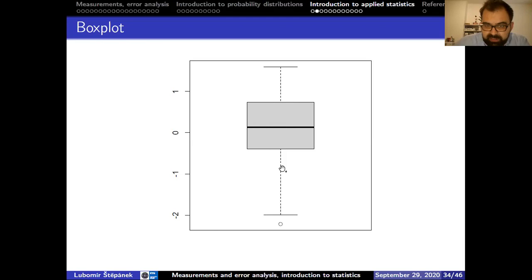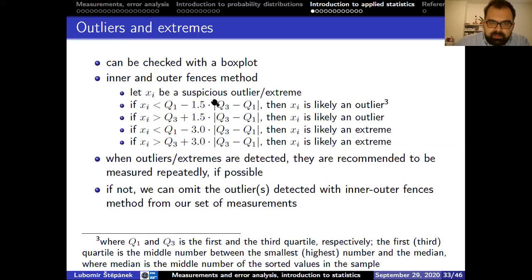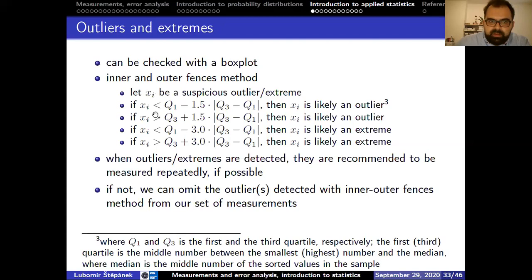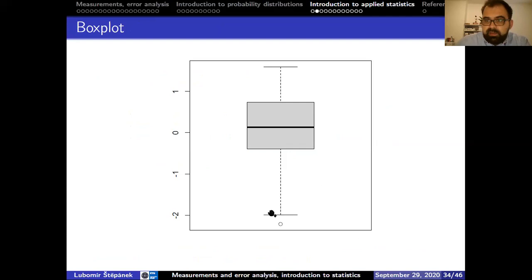So if I take the first quartile here and multiply the third minus first, so this range, by 1/2, I'll get maybe this and this. I think that the length of this segment is exactly 1/2 of the interquartile range, the difference between the third and the first quartile. And since this number is even lower than this difference given by the inner and outer fence method, it's likely an outlier. And this is the way the box plot shows this fact to you. There is this empty dot, and this is a possible outlier.